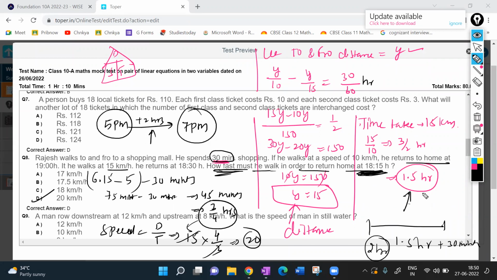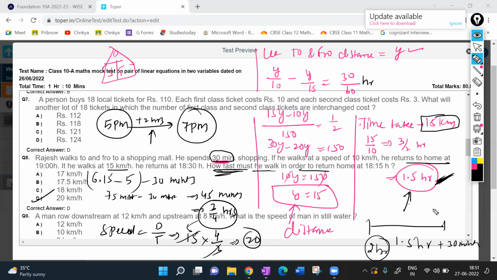Sir, how did you estimate that it is 2 hours? How did I estimate that it is 2 hours? Very simple. Look at this here. We got 1.5 hours. What is this? To travel that 15 kilometers, the actual time he has taken. And he has invested 30 minutes at shopping, right? So that 1.5 hours plus 30 minutes, total 2 hours for traveling and spending time at shopping.